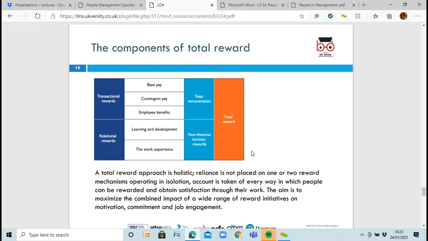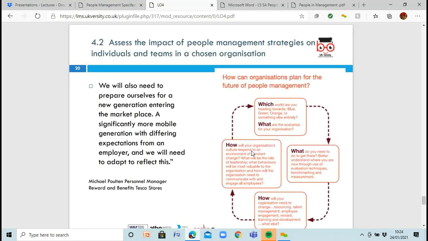So the total reward is actually holistic. Reliance is not placed on one or two reward mechanisms. It takes into account everything that people are doing, how they can be rewarded, and what sort of satisfaction they're getting through their work. So it might not be materialistic rewards, it might be intrinsic rewards where you're just feeling happy and successful that you've achieved the task you were meaning to do. So that was 4.1.